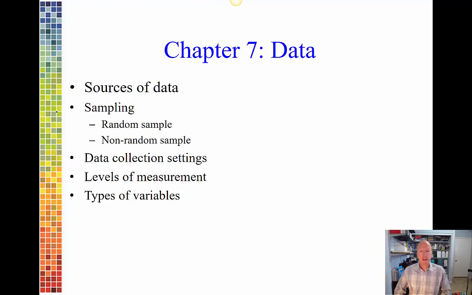We'll talk about different data collection settings. So it could be online settings, face-to-face interview settings, observational settings. So we'll talk about those different techniques. Then we'll discuss the level of measurement, and this has to do with how you are operationalizing your variables. So there are 4 different levels of measurement that are discussed in the chapter and that you'll see in the online lessons. And then we'll talk about the types of variables, and in particular the independent and dependent variable.